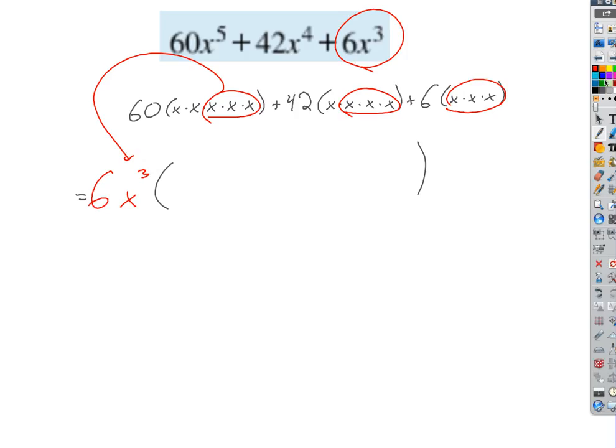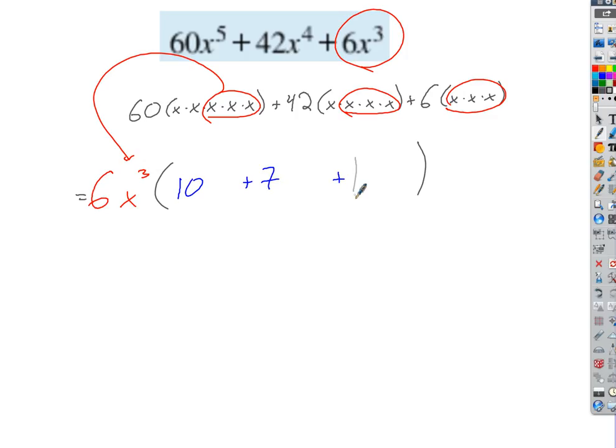Now, keep in mind, this is not what Moodle is asking, but later on I will be. So let's go ahead and finish this up. If I undistribute 6x cubed, what's going to go here? 6 times what number is 60? 10. Let's just do the numbers first. 6 times what is 42? 7. 6 times what is 6? 1. And that 1, we maybe don't even have to write, right?